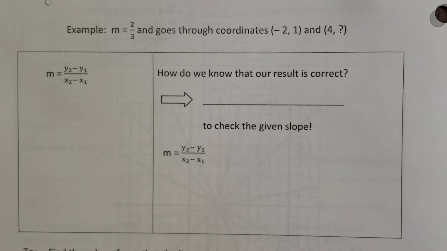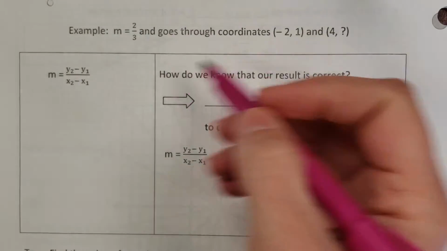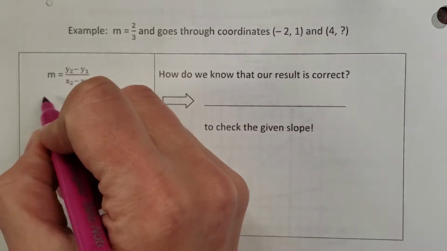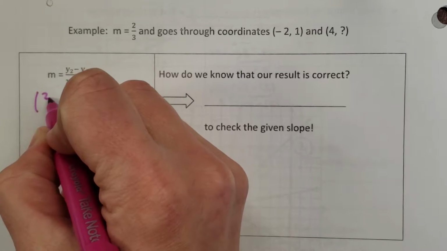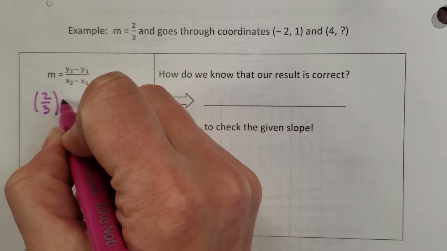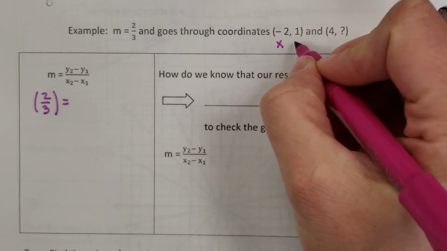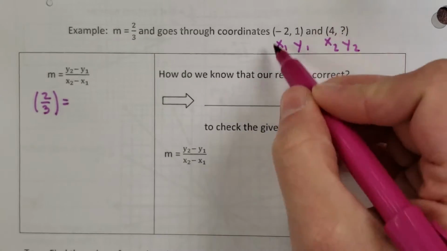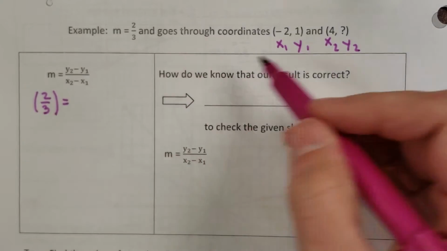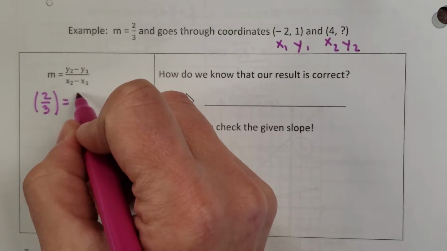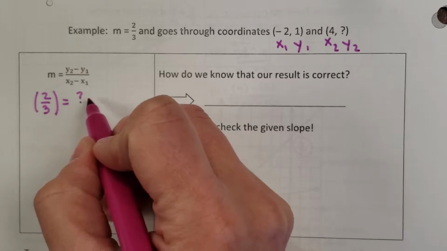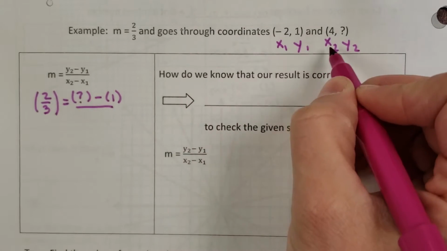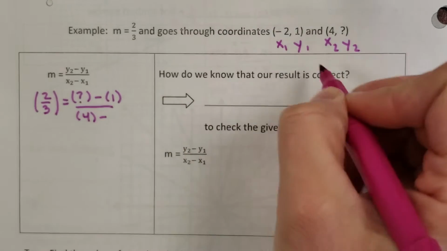So what you can do is substitute, like what we did when we found slope, the parts of this equation with what has been given to us. So slope is 2/3. I'm going to put it in parentheses to show that I'm subbing it in from somewhere else. Equals, and remember we have x's and y's, 1s and 2s. So when we do that, we can see we know all the parts of this equation except for just the y2 part. So I'm going to do question mark, we don't know, minus y1 over x2 is 4 minus, and there's the x1.